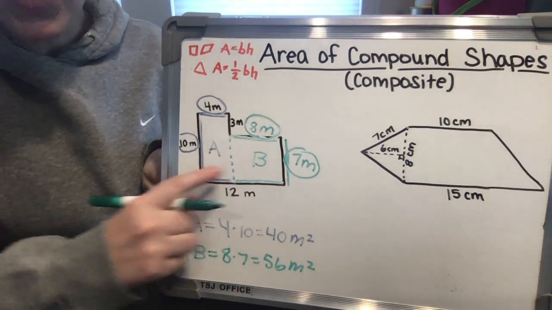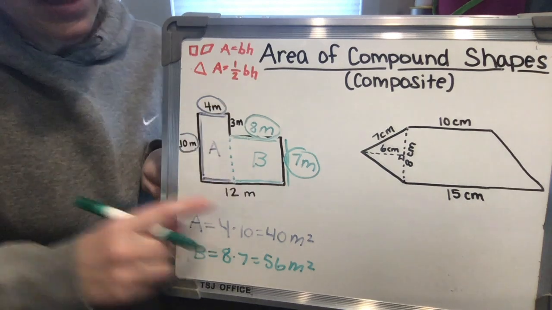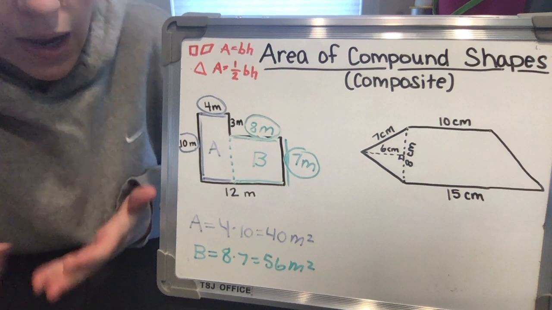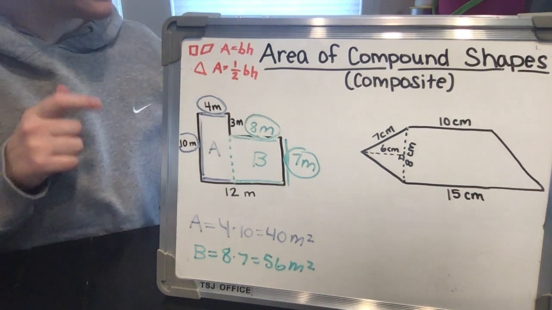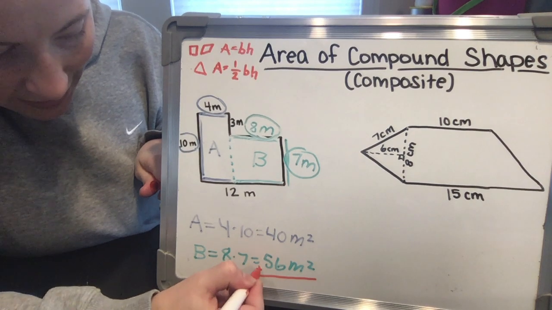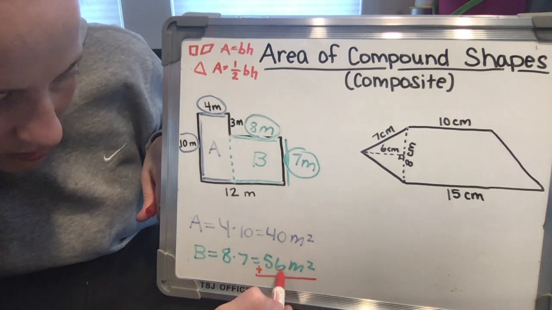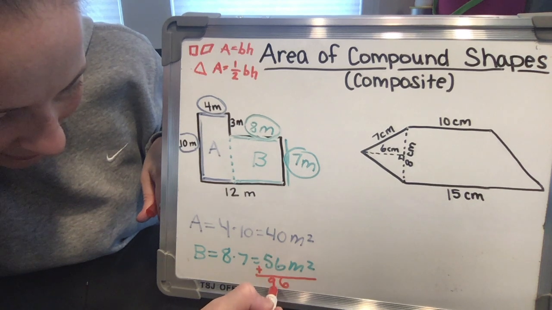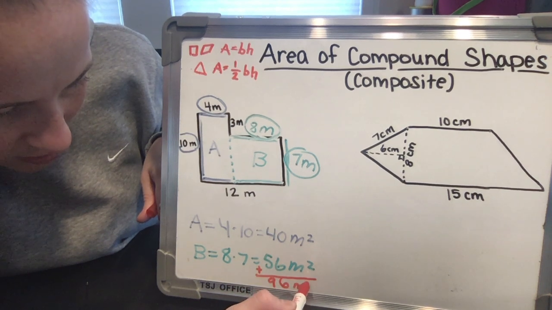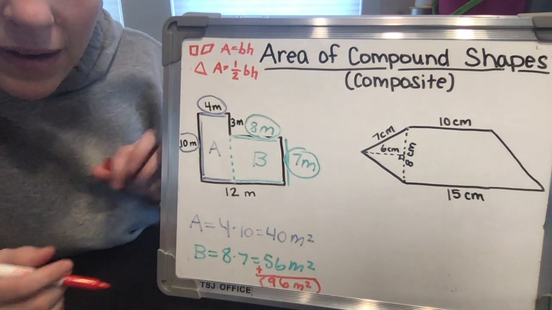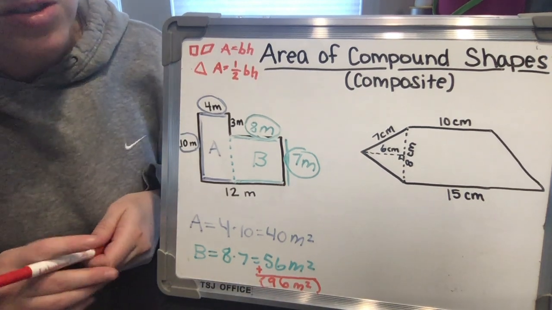So I've now found both pieces that I need, and if I want the area of the whole shape, what would I do to those pieces? Of course, I would add them together. So I'm going to grab my final color, and I'm going to add these two areas together. So 0 and 6 is 6, 4 and 5 is 9, and it's meters squared or square meters, and I would circle that. So there's my final answer, 96 meters squared for that shape.